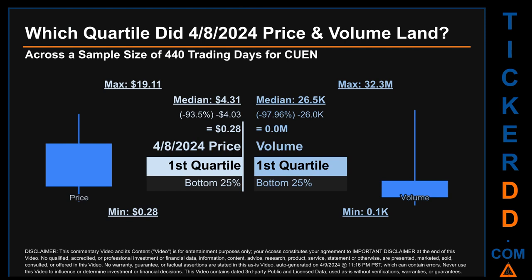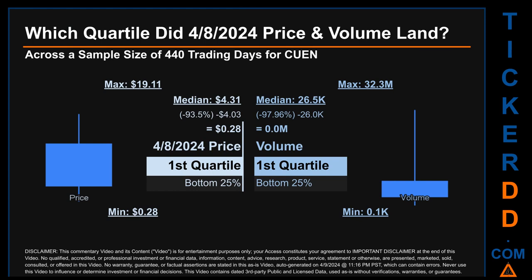Which quartile did the 8th of April 2024 price and volume land? Across a sample size of 440 trading days, the maximum end-of-day price for CUEN was $19.11 while the minimum was 28 cents. Within that price range, the 8th of April 2024 price, of 28 cents, landed within the first quartile, meaning it was within the bottom 25% of all sampled end-of-day prices.